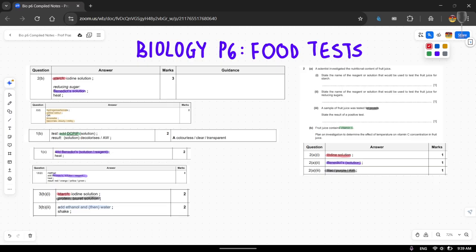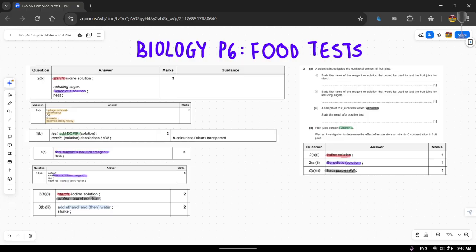Now, the positive test is the color change. Over here it says red, orange, yellow, or green, but you can always stick to brick red. So for reducing sugar, blue to brick red. Now, another one that's commonly asked is for starch. In order to test for starch, you go with the iodine solution. Iodine solution turns from brown to blue-black for a positive color change.